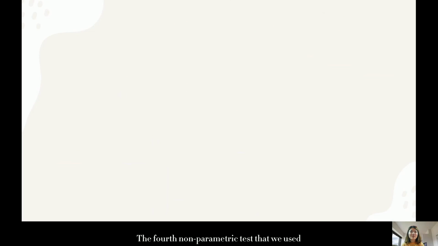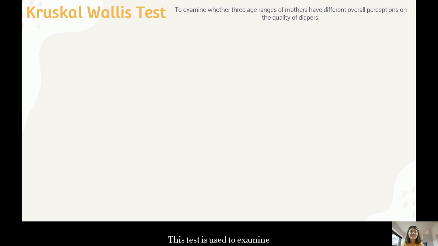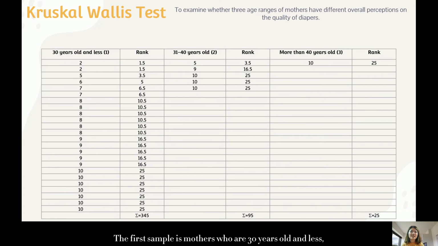The fourth non-parametric test that we used is the Kruskal-Wallis test. This test is used to examine whether three age ranges of mothers have different overall perception of the quality of diapers. The first sample is mothers who are 30 years old and less. The second sample is mothers between 31 to 40 years old. And the third sample is mothers more than 40 years old. The first sample is denoted as 1, the second sample as 2, and the third sample as 3. Since there are more than 2 samples, we use the Kruskal-Wallis test instead of the Mann-Whitney test or Wilcoxon rank-sum test.